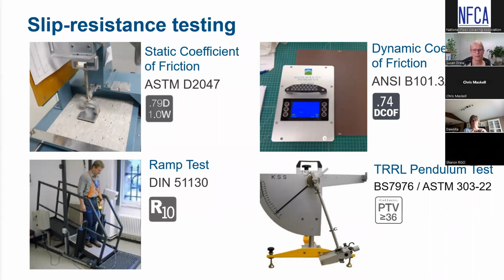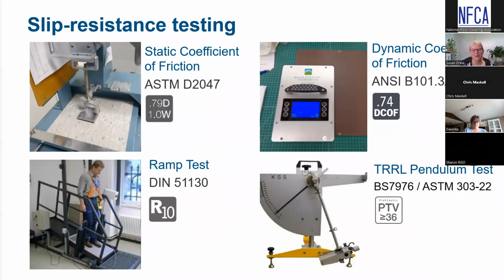Here we can see the static coefficient of friction, the ASTM D2047, also known as the James test method. The RAMP test, or the DIN 51130, this is a dynamic test and very popular in Europe. The dynamic coefficient of friction, ANSI B101.3 or A326.3, also known as the BOT test. And the TTRL test, or ASTM E303-22, also known as the pendulum test. So the BOT test is the ANSI test. That's the one in the top right-hand corner, right? Correct. And that's the one they just drag along the top of the surface of the floor. And so in the James test method as well. Okay. Yeah. Sorry, carry on.